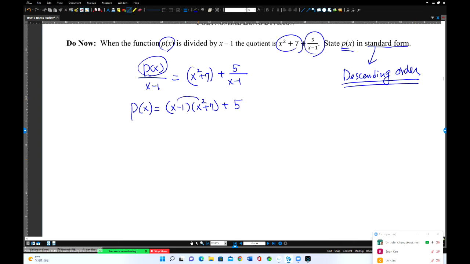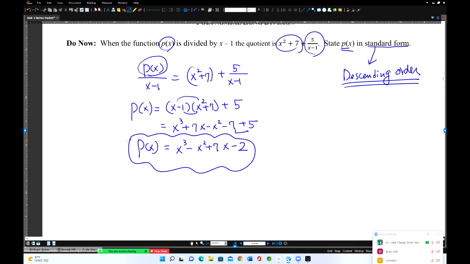Expand this one. x times x squared is x cubed. 7 times x is just 7x. The next, FOIL inside: negative x squared, negative 7, and plus 5. Do we have like terms over there? Oh, there's no like terms. Highest degree is x to the third power, second degree x squared, and the 7x, and these two are like terms, constant, minus 2. This is in descending order. That's standard form.